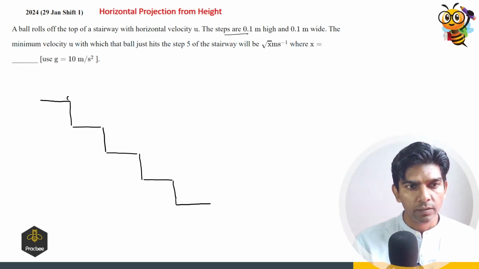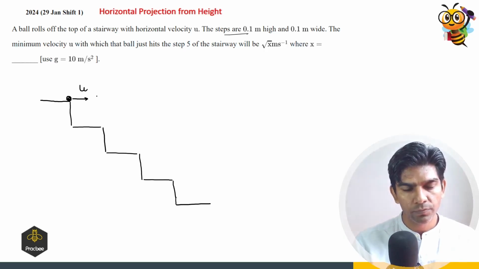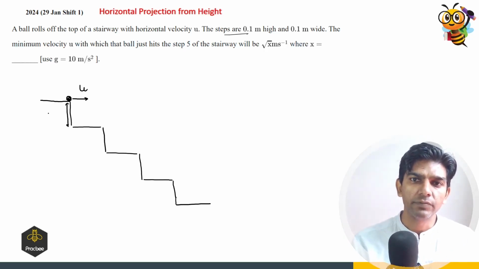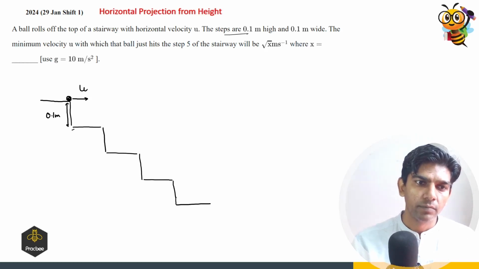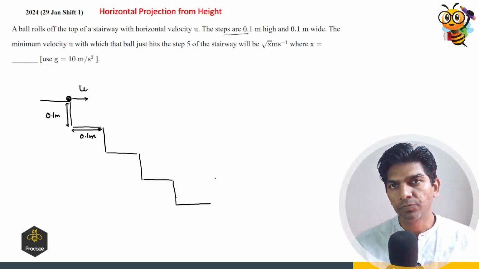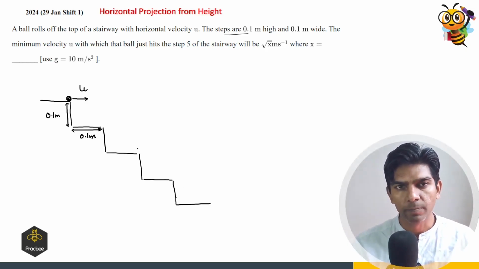Right, so we are throwing a ball horizontally with a certain velocity u, and the height of each step is given as 0.1 meter, and the width of each step is given as 0.1 meter. And we make sure this ball hits the fifth step.